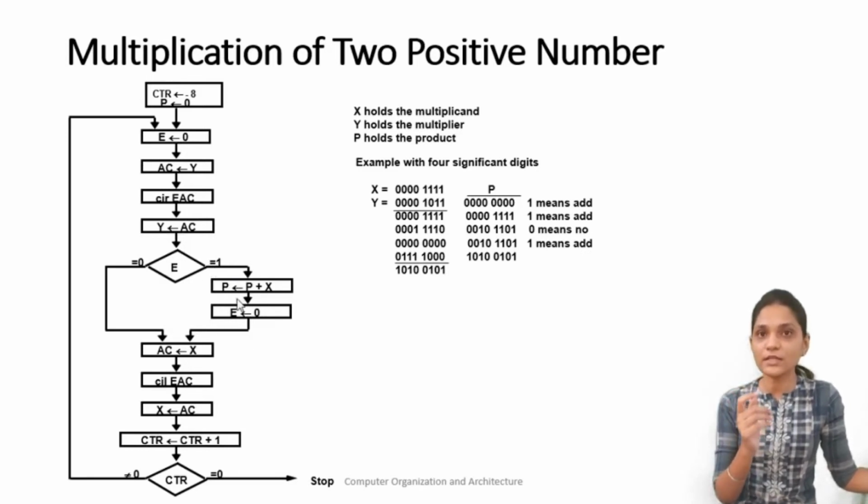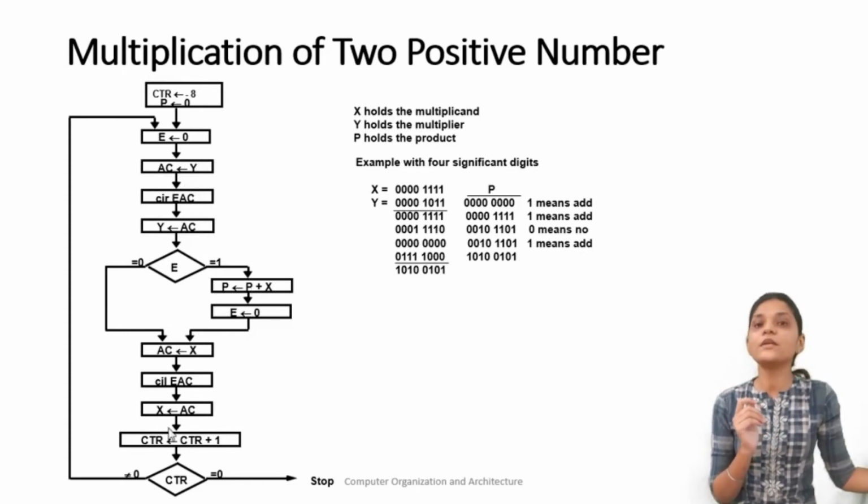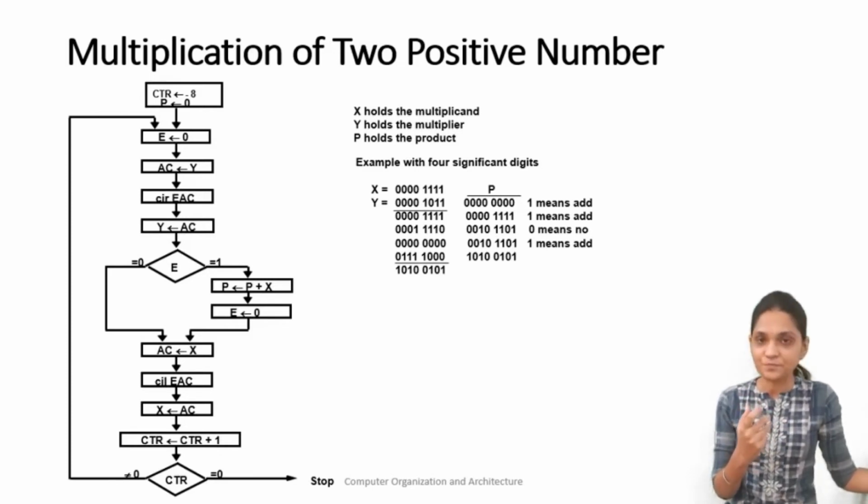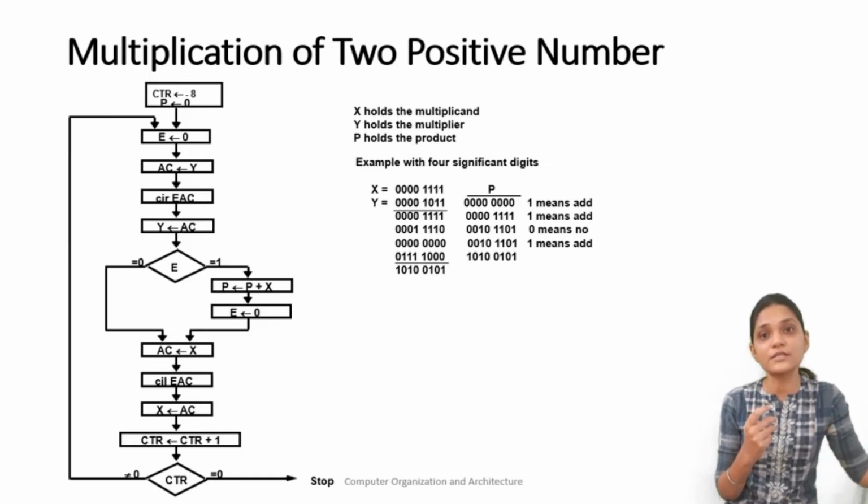If the E flag is 1, then you need to add and then shift. If it is 0, then shift only. That is for the multiplicand bit. For the multiplier, we are checking whether it is 1 or 0, and depending upon that we decide whether addition is required or not. After this, we will increment the counter by 1. That means it will be -7 after 1 increment. And lastly, we will check whether the counter is 0 or not.